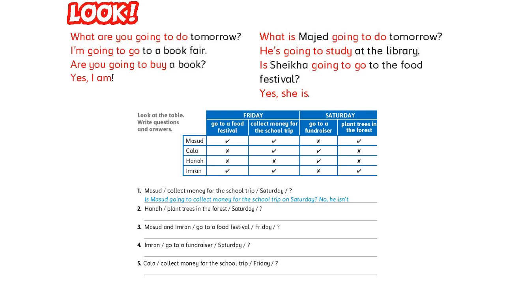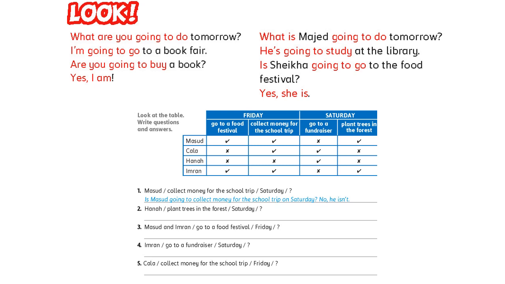We have today's Friday and Saturday, 4 activities: going to food festival, collect money for the school trip, going to the fundraiser, plant trees in the forest. We will try to write some questions and also we will answer these questions when we look at the table. Number one is already done for you. Number two, Hannah, plant trees in the forest Saturday. So ask using is or are. Hannah is one. So we say, is Hannah going to plant trees in the forest on Saturday or Friday?